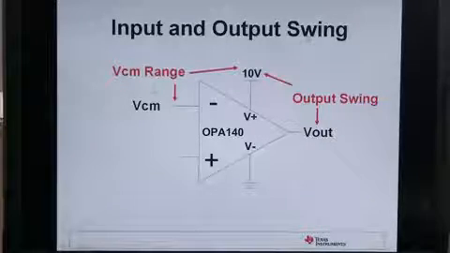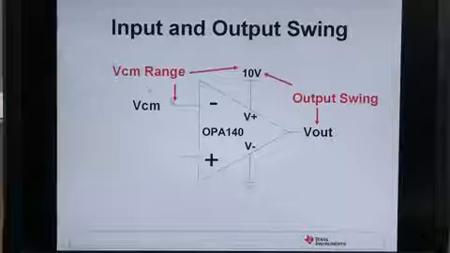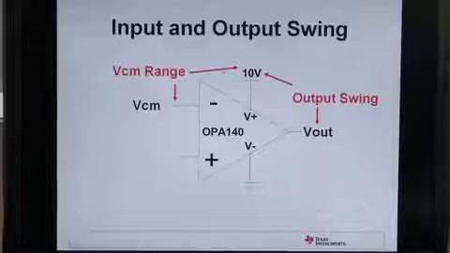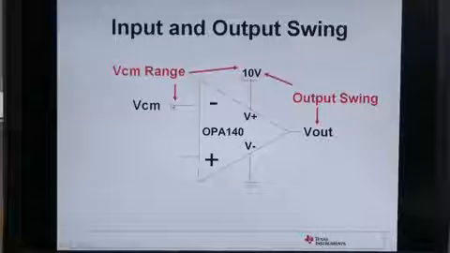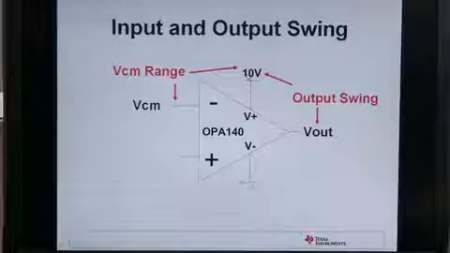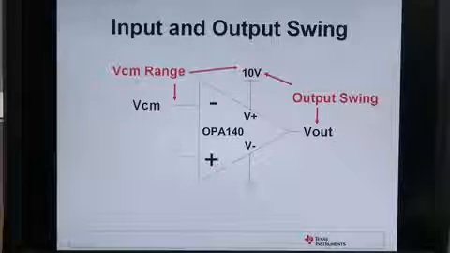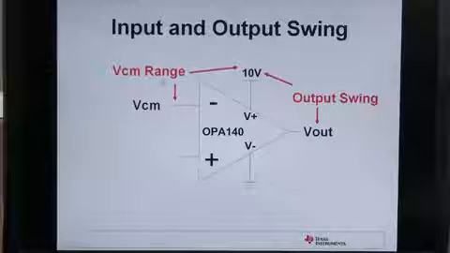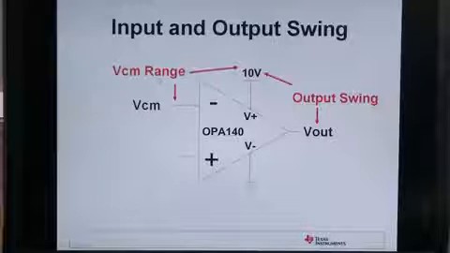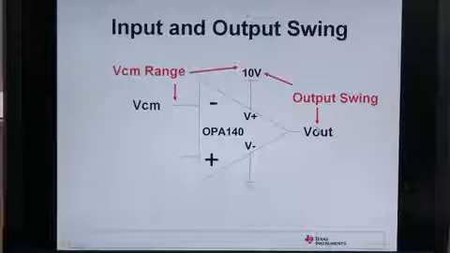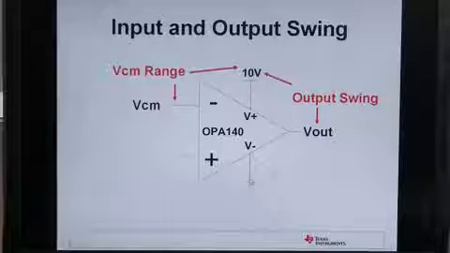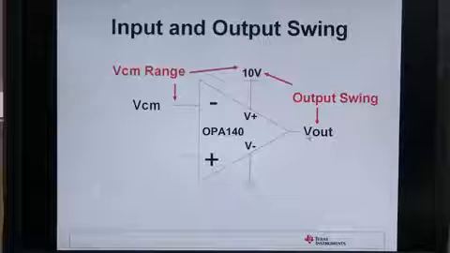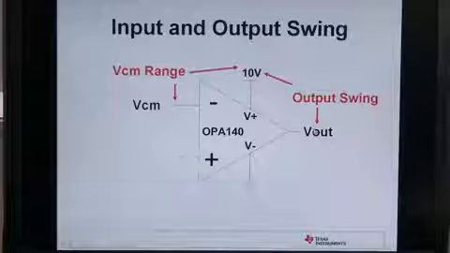Input and output swing is really referring to the common mode range on the input and the output swing limitation. The common mode range is relative to the positive supply and the negative supply, and when you exceed that range, the output will become nonlinear. The same thing with the output swing. The output can swing close to the positive supply and close to the negative supply, but will become distorted and nonlinear if you exceed the output swing specifications.